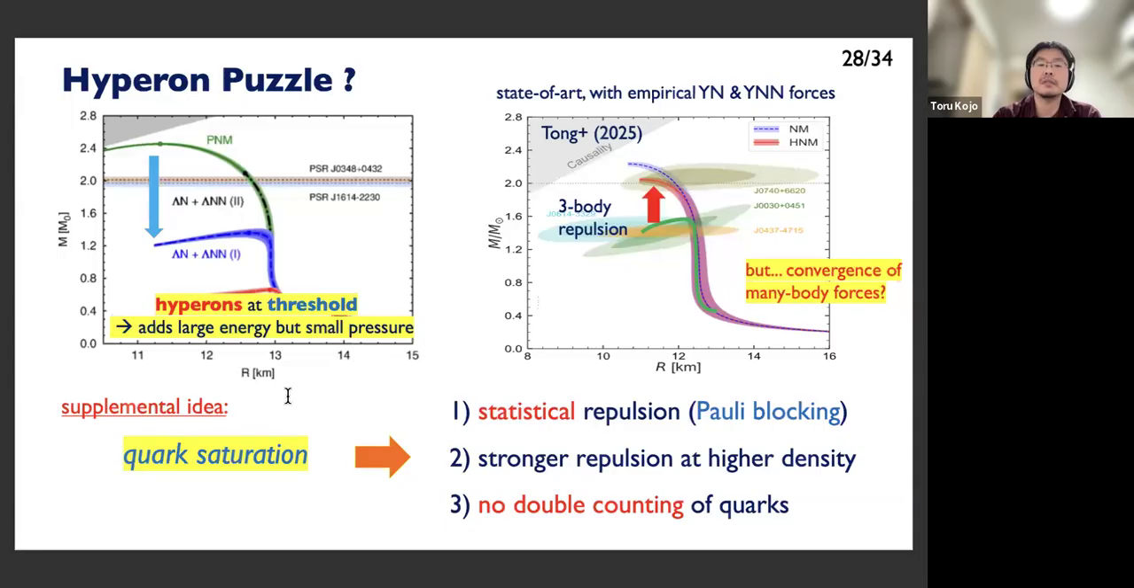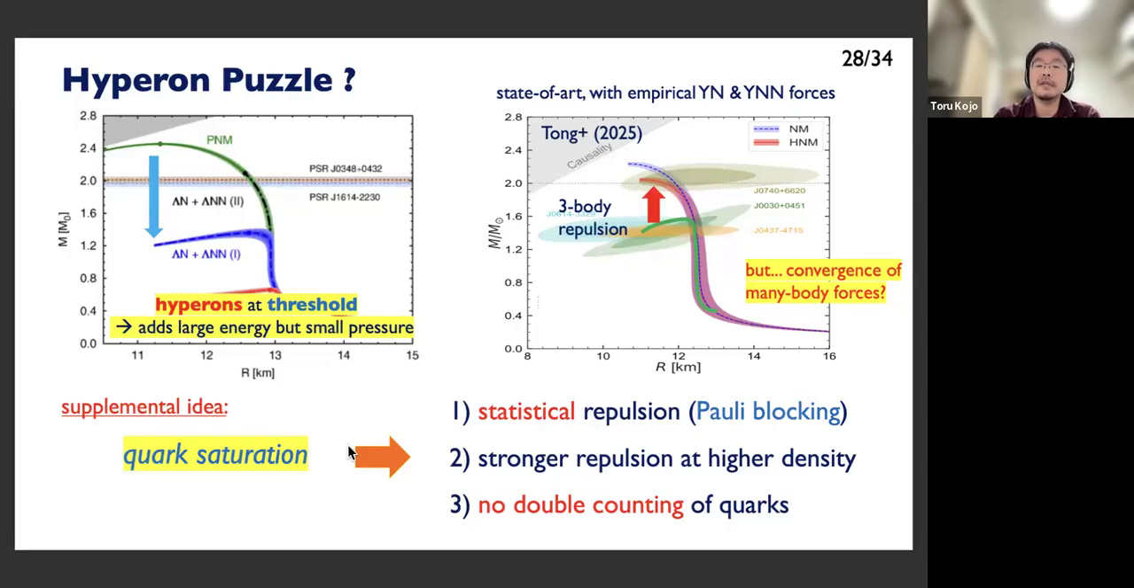The advantage of the quark-level discussion is that it is firmly supported by statistical repulsion, because it is based on the Pauli principle. And this repulsive effect becomes stronger and stronger at higher density, because more quark states are saturated at higher density.